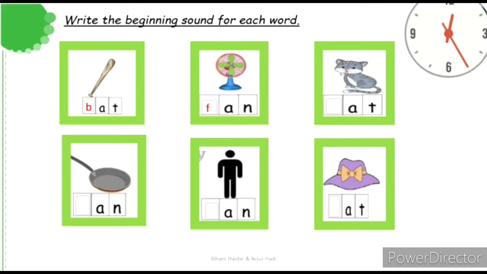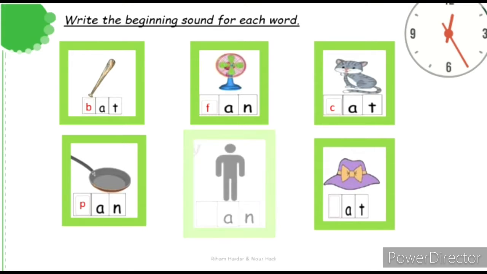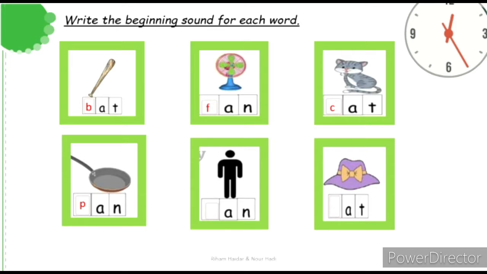Cat, the third picture is cat. K, K, cat. Whenever you hear the sound K, you have to write C. Pan, the beginning sound is P, P. Whenever you hear the sound P, you have to write P. Very good. Man, the next picture is man. M, M, man. Whenever you hear the sound M, you have to write M. Good job. The last picture is, who can guess what's this? Very good. It's a hat. H, H, hat. Whenever you hear the sound H, you have to write H. Good job.